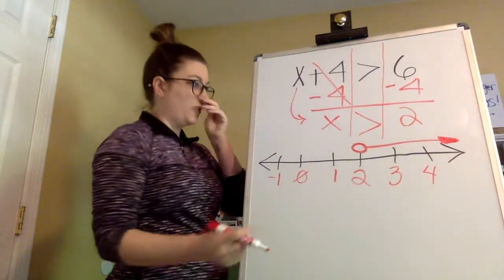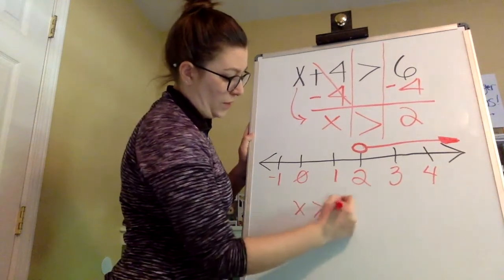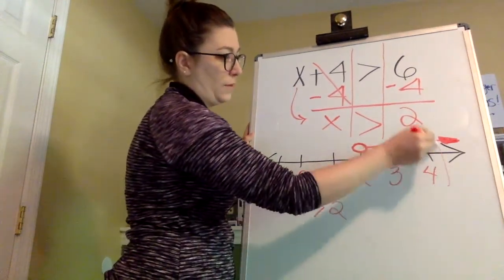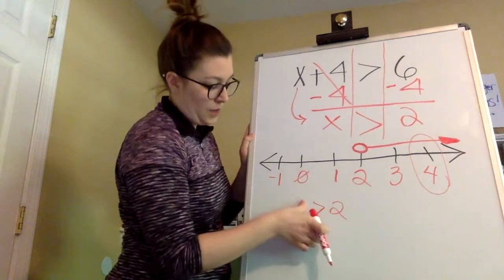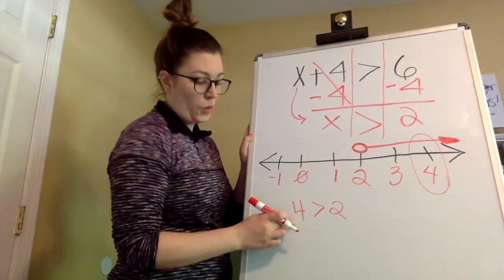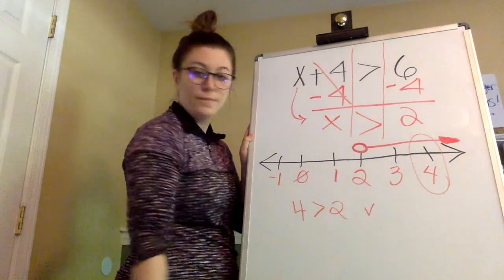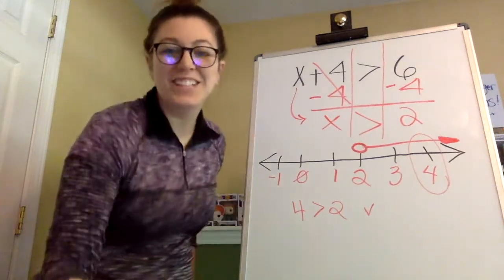So if you want to do your check step, we can say, okay, so we have x is greater than 2. I'm going to choose 4 for my check step. So I will erase my x, plug in 4. Is 4 larger than 2? Yeah, I'd much rather have $4 than $2. Good job.